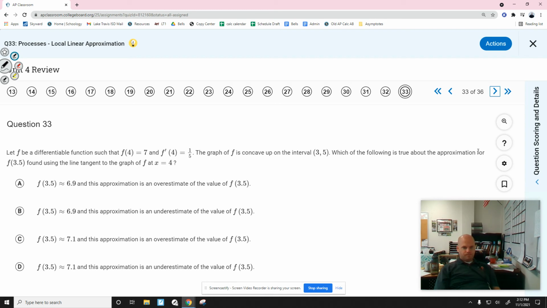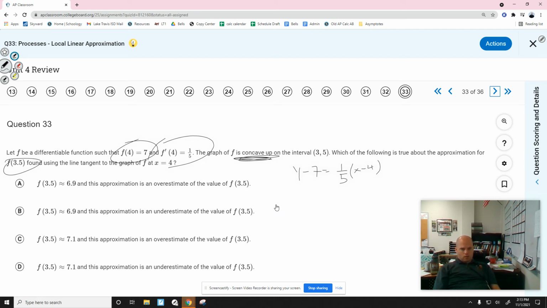Approximations. Look at that. Good one. Approximations and over or under estimates. Okay. I got a point and a slope, and told the concavity of f. Approximating that. All right, ready? Y minus 7 equals 1/5 (x minus 4).